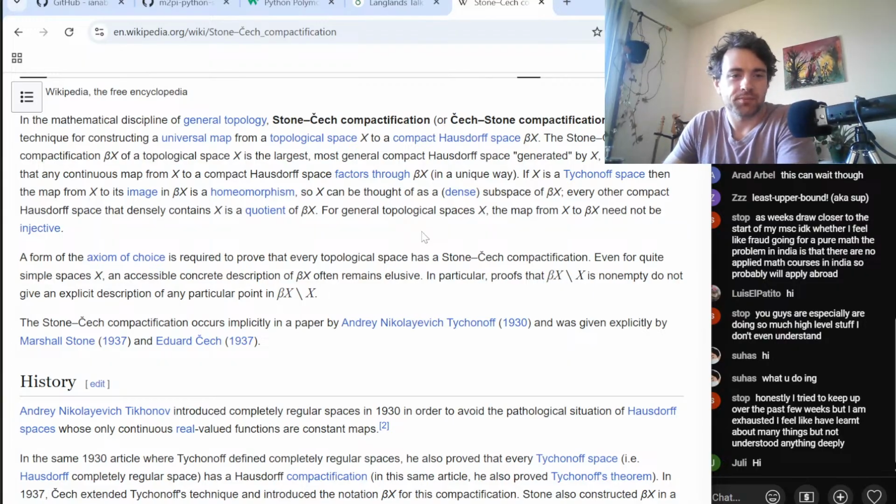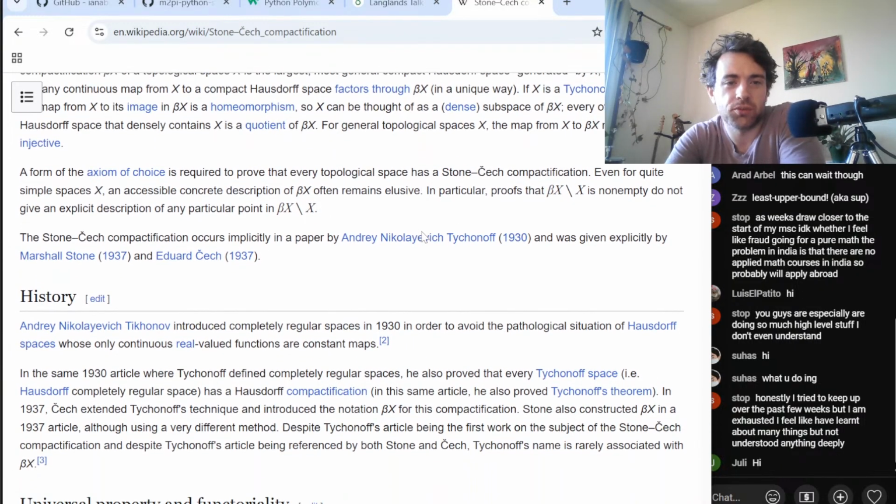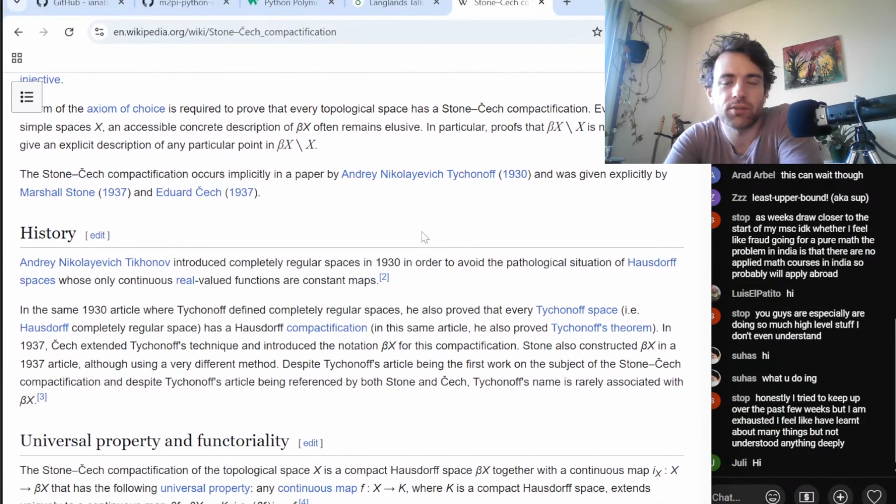A form of the axiom of choice is required to prove that every topological space has a compactification, even for quite simple spaces. Interesting. Huh.